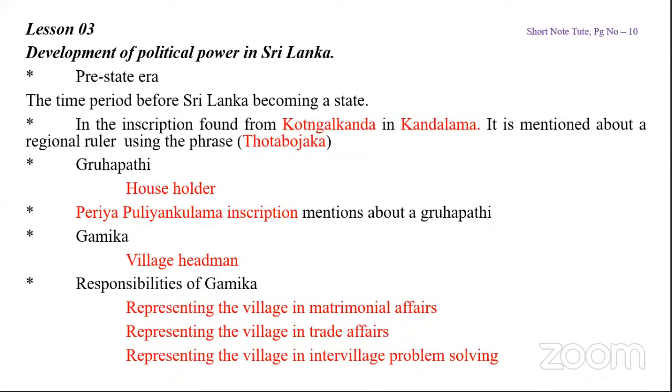Okay, moving to the next one in the short note. Monk Buddha Ghosha mentioned that Gamikas were selected from Gruhapatis themselves in the Samanta Pasadika. Monk Buddha Ghosha wrote a literary source known as Samanta Pasadika, and in it he wrote that the Gamika was selected from Gruhapatis. I told you that the householder who received excess production became the Gamika. So that is mentioned in Samanta Pasadika by Monk Buddha Ghosha.